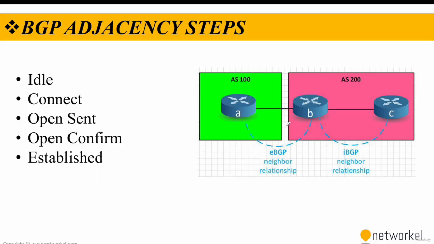In the open sent state, the router has sent an open message to its peer and is waiting for an open message in return. Open confirm means the router has received an open message from its peer, sent a keepalive message, and is waiting for a keepalive response to confirm the session. And lastly, we have the established state. Here the BGP session is fully established and the routers can exchange routing information.